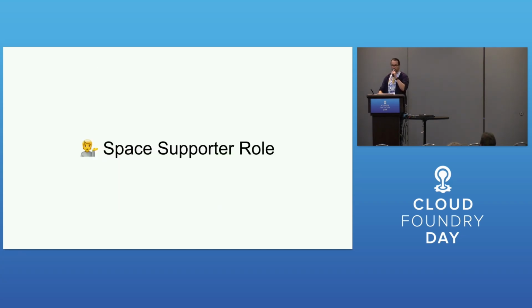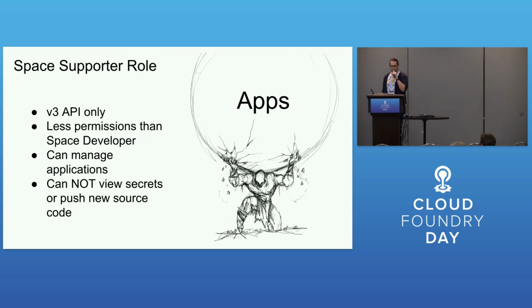We also introduced the space supporter role, which is the first new role in Cloud Foundry for quite a while. The space supporter role is an example of a V3-only feature, so it will not be respected on V2. If you are assigned that role, you will not get any permissions to any of the V2 endpoints. It intentionally has fewer permissions than space developer, so it falls into that app operator persona: someone who's responsible for keeping apps running and troubleshooting them if things go wrong, maybe in a production-like environment. But they can't view things like secrets, and they can't push new source code to your applications.